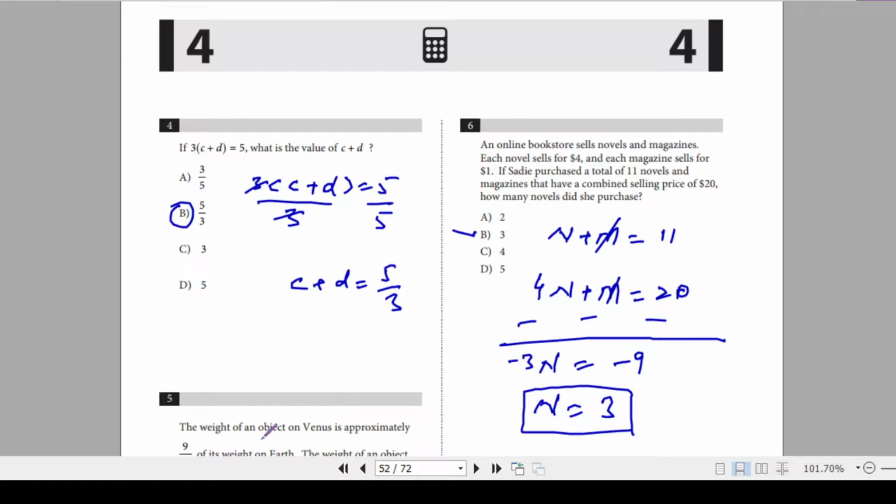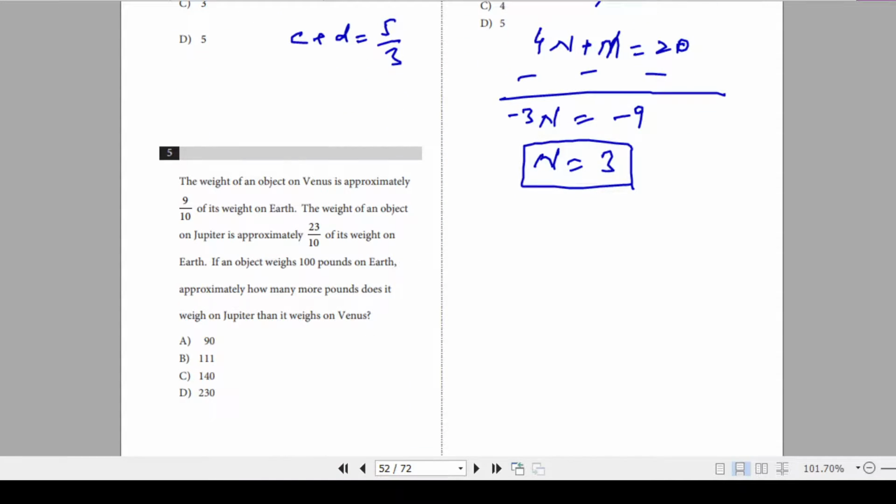Oops, I forgot to do the fifth question. I first did the sixth one. Let's do the fifth one.